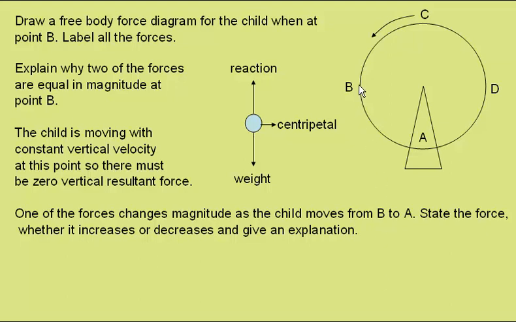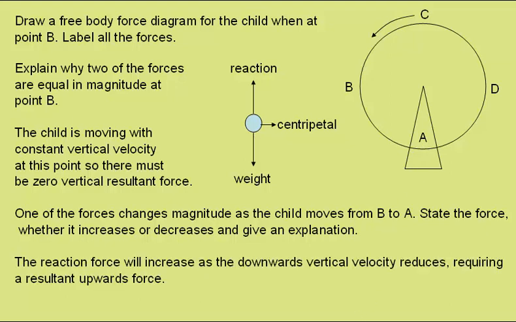Well, at point B, all the motion is directly downwards. As we get to point A, we move to a situation where all the motion is horizontal. So the vertical velocity of the rider will be reducing as they go from B at a maximum to A at zero vertical velocity. Therefore the reaction force must increase as the downwards vertical velocity is reducing, which is effectively a deceleration, which requires an upwards resultant force.